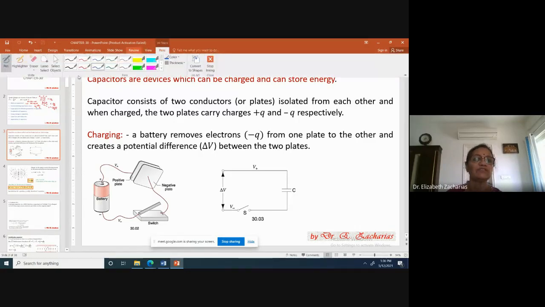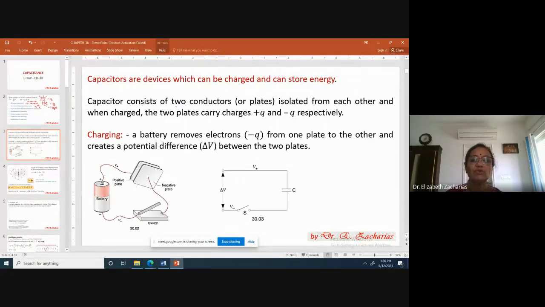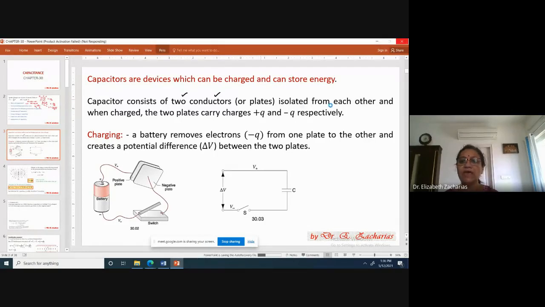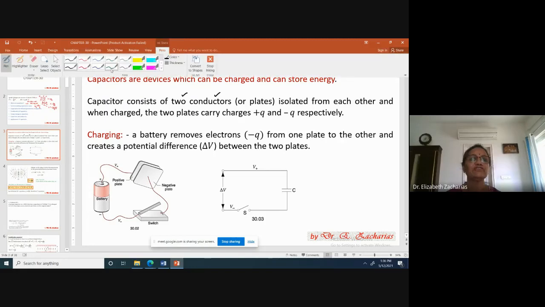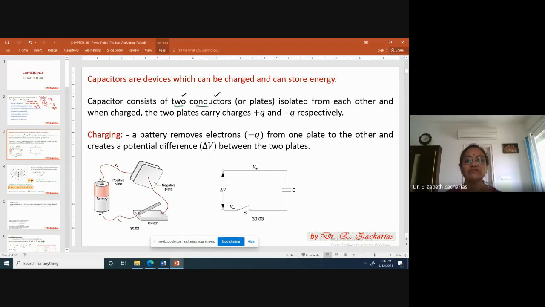And what do you see in a capacitor? Everywhere there is a capacitor, you are going to see two conductors, which we will call plates. They will be isolated from each other, meaning they're not going to physically be touching each other. And when you charge them, they will carry equal and opposite charges. Once more I repeat, any capacitor should consist of two conductors separated from each other, isolated from each other, and they can be charged. When you charge them, they will carry equal and opposite charges. And these two conductors are going to be called plates.